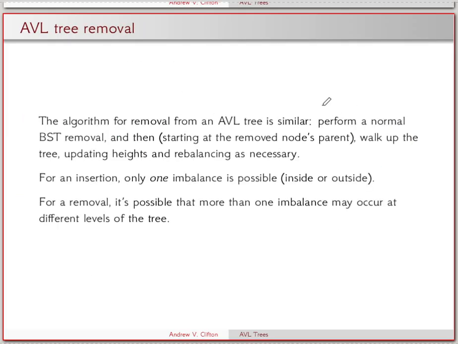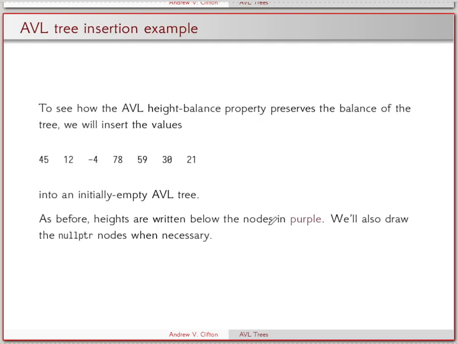To remove from an AVL tree, it's pretty similar. You do a normal removal, and then you start at the parent of the removed node. You walk up the tree, update heights, check for imbalances, and so on. For an insertion, you'll only ever discover one imbalance, but for removal, you might have more than one imbalance there.